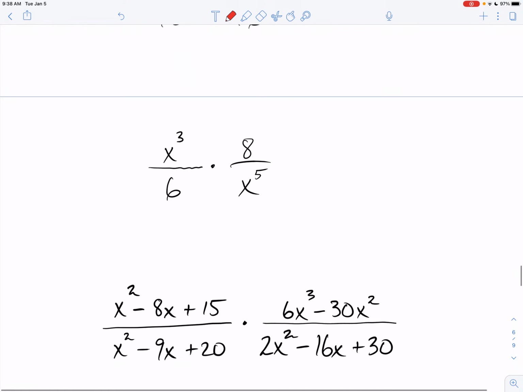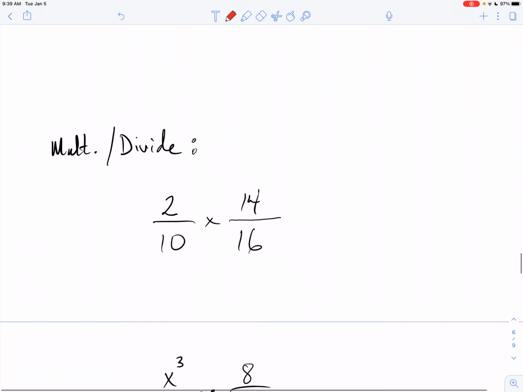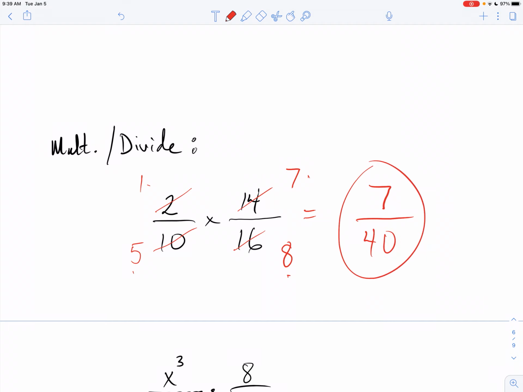When we multiply and divide, it's the same rule they taught you in the 4th grade. Look at this, 2/10 times 14/16. In the 4th grade, they showed you can reduce. Like 2 can go into 10. That's 1 and that's a 5, right? This could reduce, because 2 goes into the top 7 times. 2 goes into the bottom 8 times. And then what did they tell you when you multiply fractions? It's top times top, bottom times bottom, and there's my answer, 7/40.